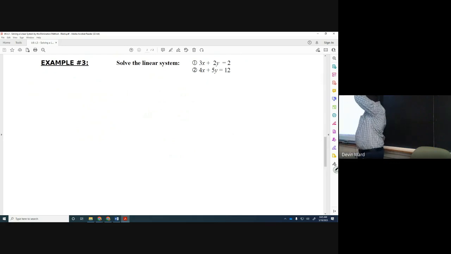Okay, so for my last one, I have 3x plus 2y equals 2, and 4x plus 5y equals 12. Neither of these kind of match up, so we have to multiply both of them by a number. Okay? So this time I'm going to eliminate y. Just because we've been eliminating x, I just want to show that we can eliminate y too.